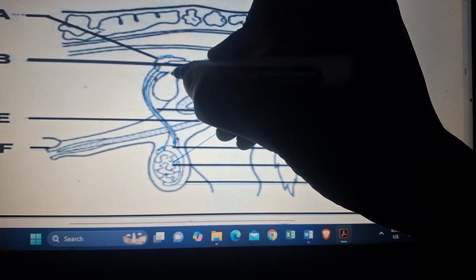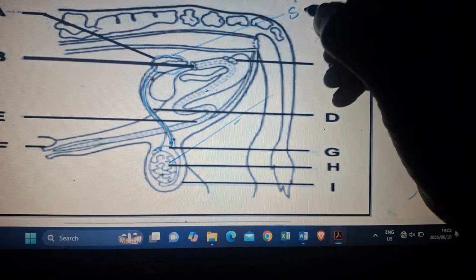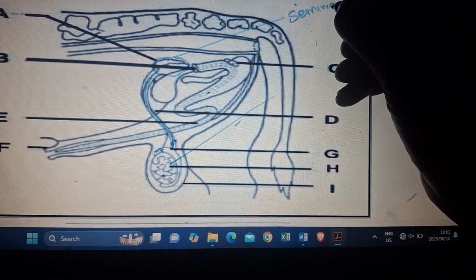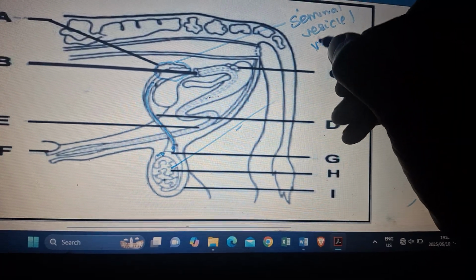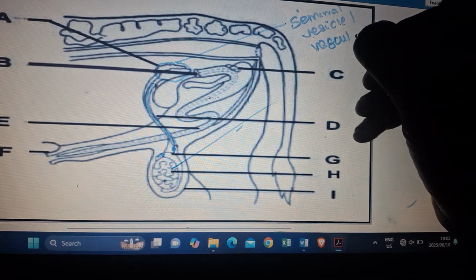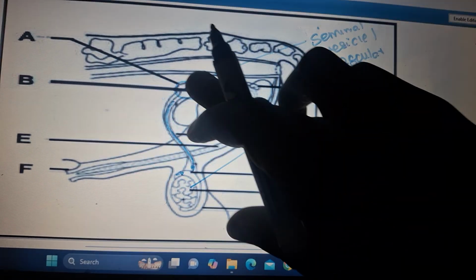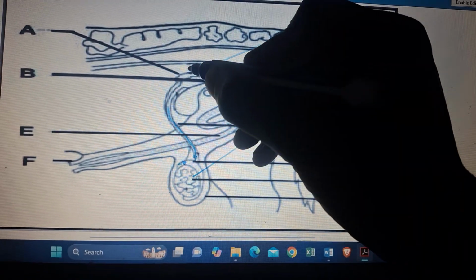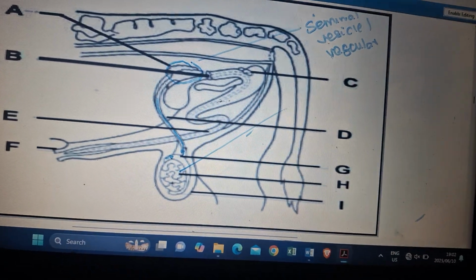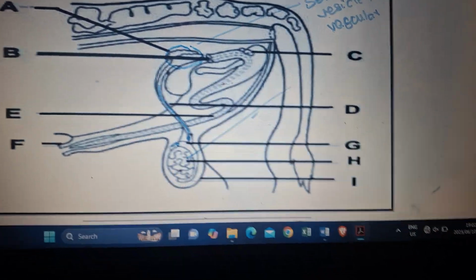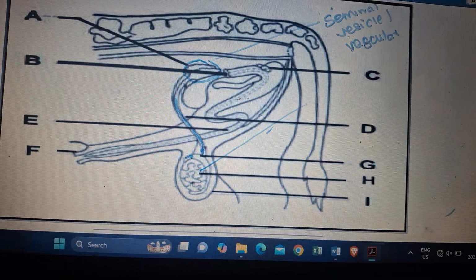Then we have this large gland. This gland is known as a seminal vesicle or a vesicular gland. So it has two names. The examiner will decide which one they want to use. So the seminal vesicle, this one is the largest sex gland. So if the question asks you the largest sex gland that resembles the shape of clustered grapes, then you should know that that's a seminal vesicle.